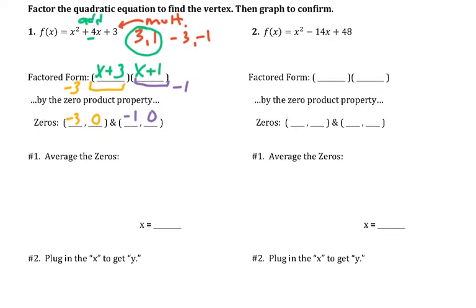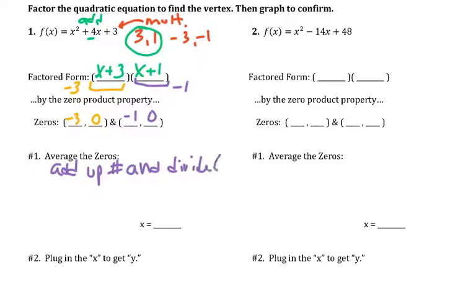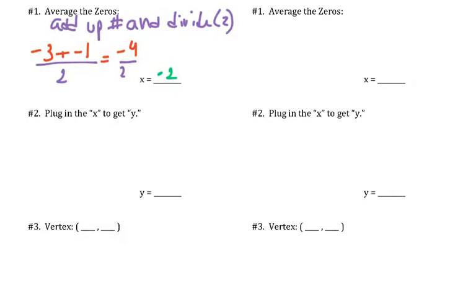Then I need to find the average of the zeros. So remember that the average means add up and divide, in this case by 2. So if we add them up, that means I'm going to take negative 3, add it to negative 1, and then I'm going to divide the answer by 2. Negative 3 plus negative 1 is negative 4. Negative 4 divided by 2 tells me that we have an answer of negative 2. So that means that my x value for this vertex is negative 2.